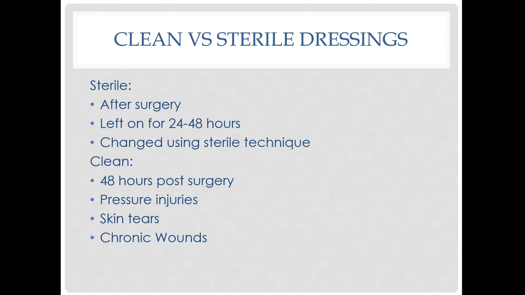All right, so when is a dressing clean versus sterile? Sterile is after surgery. It's left on for 24 to 48 hours. It's changed using sterile technique. Clean dressing is 48 hours post-surgery. Pressure injuries, skin tears, or chronic wounds are all just clean.